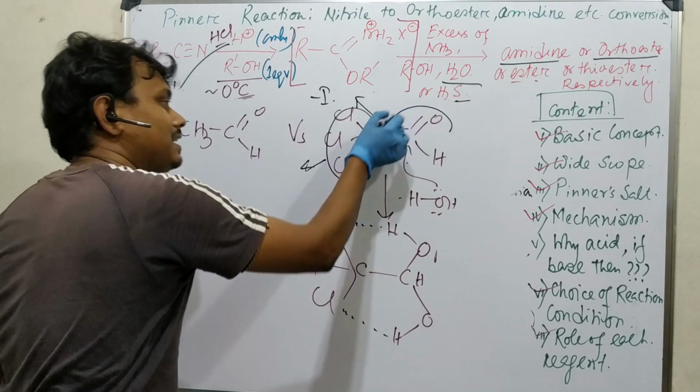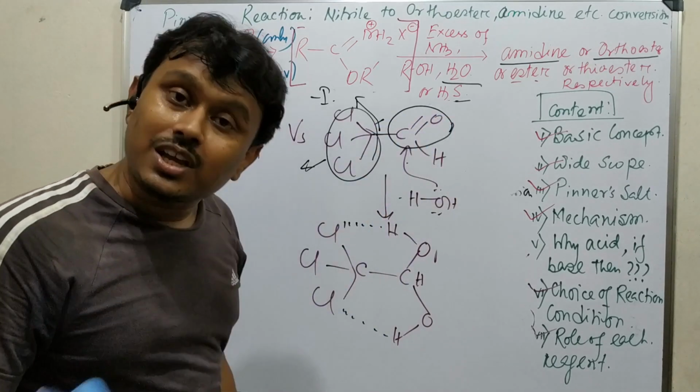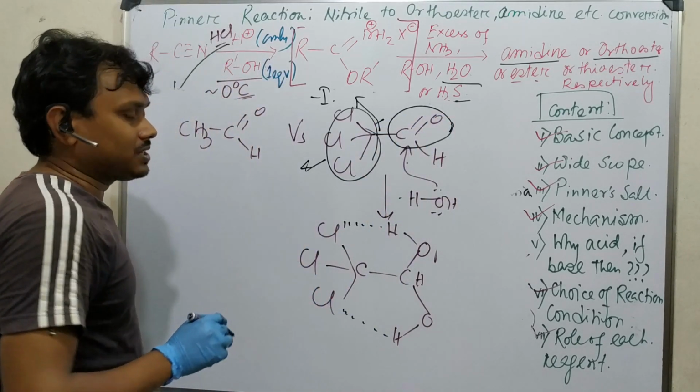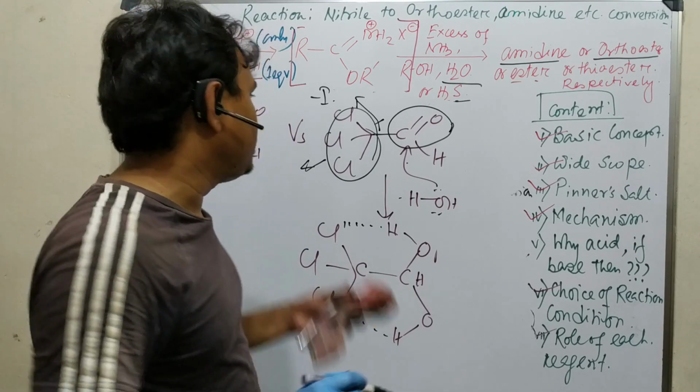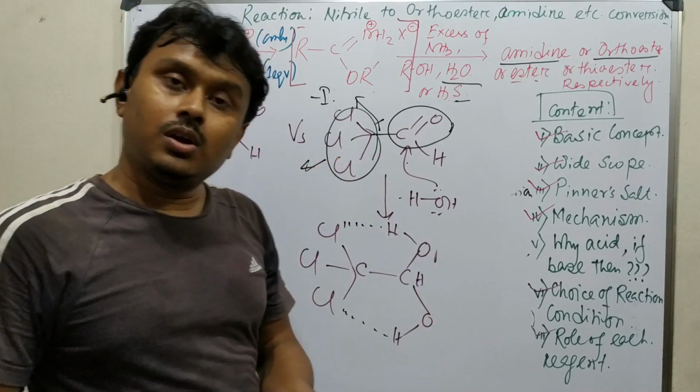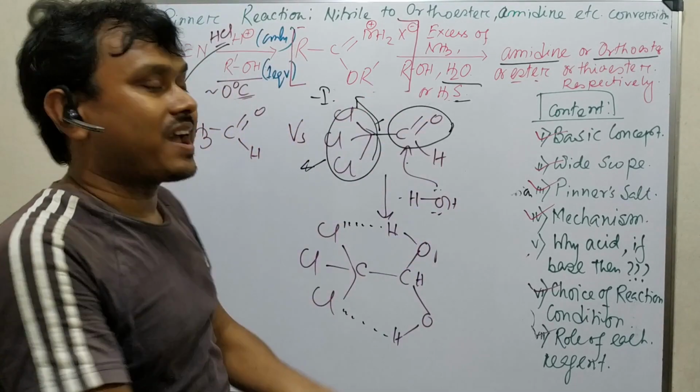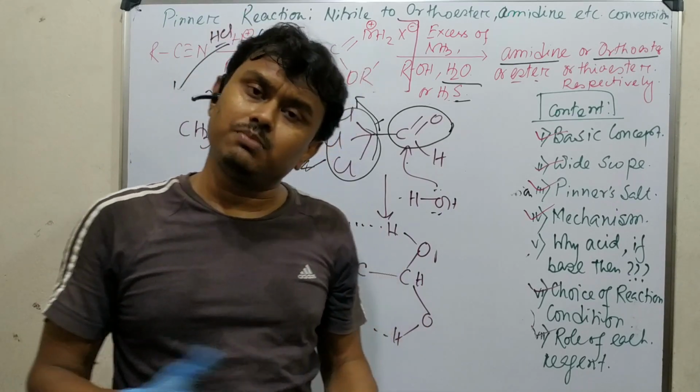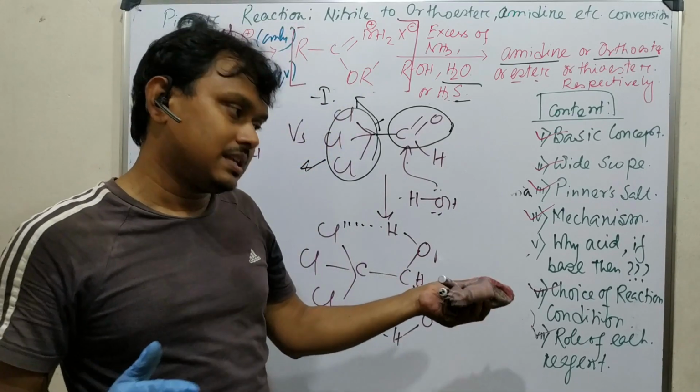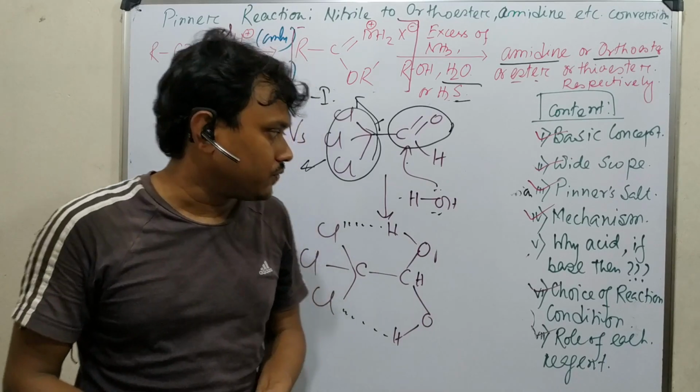So this example proves that CCl3 is a very electron withdrawing group. In the aldehyde it is showing, and in the nitrile it is showing. In this context, I have already made a video about gem-diol which explains all these factors elaborately, so it may be helpful. Please see that video.